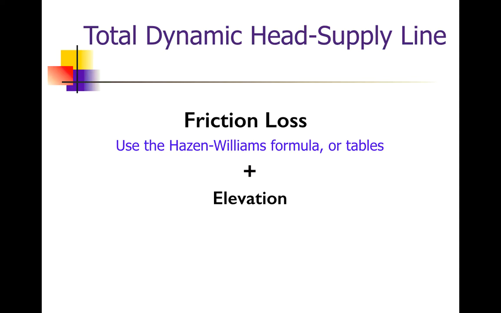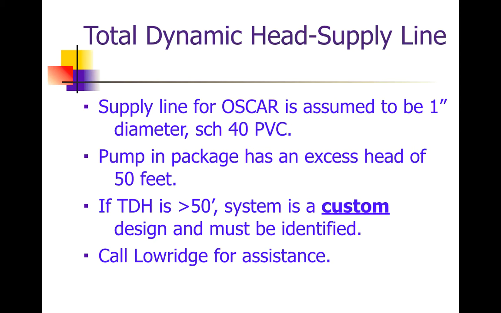Again, total dynamic head is going to be your friction loss. You can use either the Hazen-Williams formula or tables, and then your elevation difference between the liquid level in the pump chamber and the upper level of where the Oscar is located. Combine those two values together to come up with your TDH. We are assuming that our supply line flush lines are 1 inch in diameter, Schedule 40 PVC.